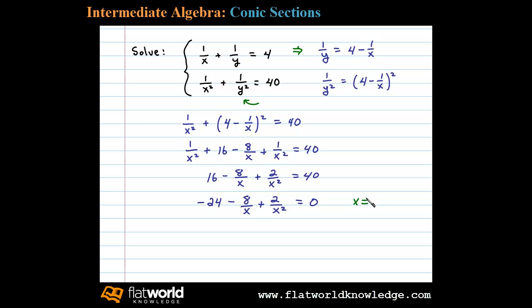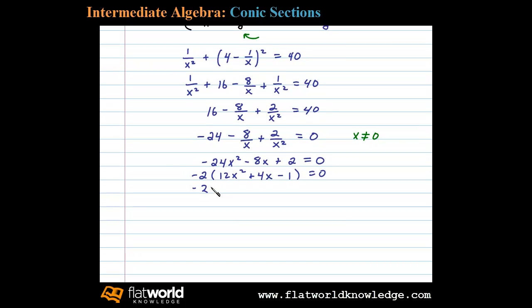Now let's make a quick note that x cannot equal 0 and then multiply both sides by x squared. Doing that will clear the fractions and we're left with negative 24x squared minus 8x plus 2 equals 0. And we have a quadratic equation in standard form. Notice there's a GCF of 2. Let's go ahead and factor out a negative 2 here. That'll leave us with 12x squared plus 4x minus 1. And then the resulting trinomial here factors.